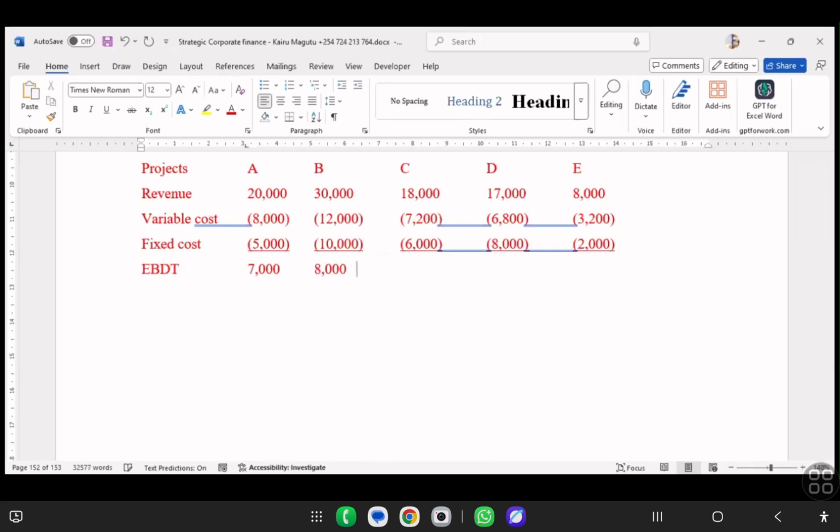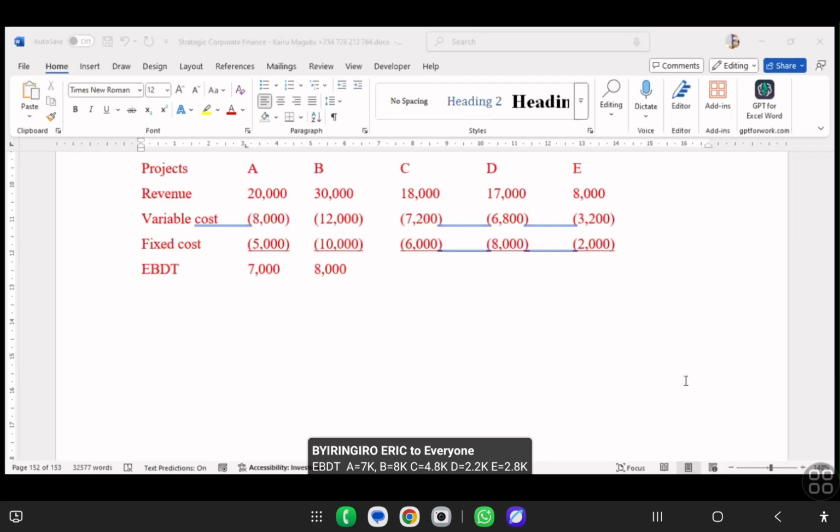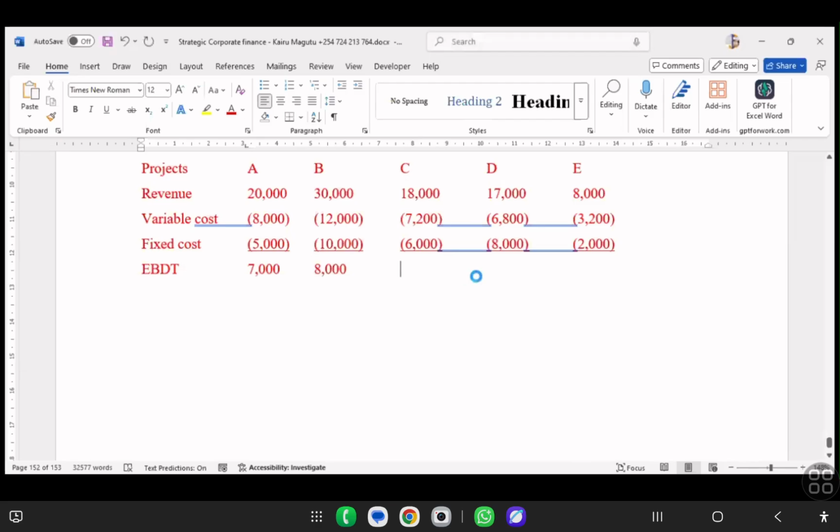I don't know whether that is 8. For project C, how much is it for project C? C is 48.